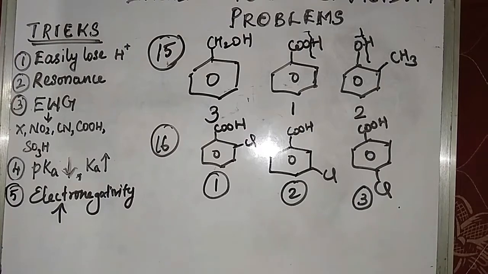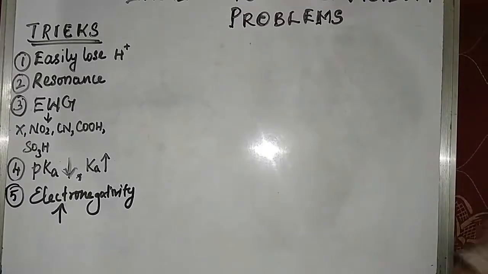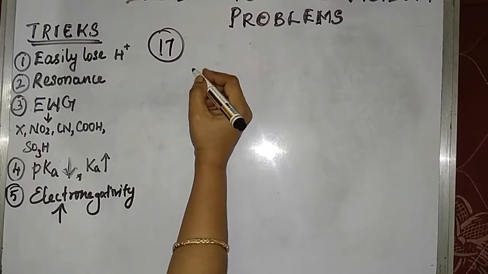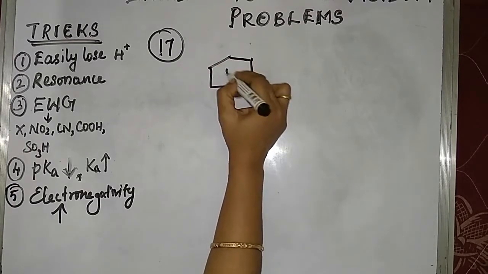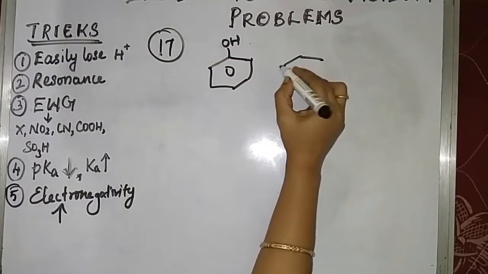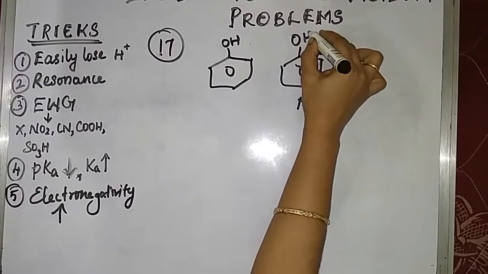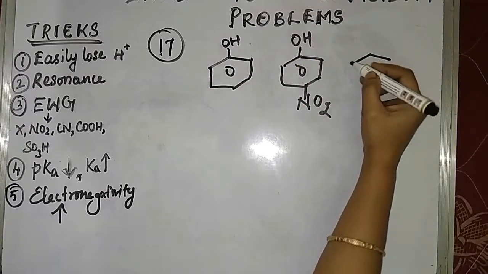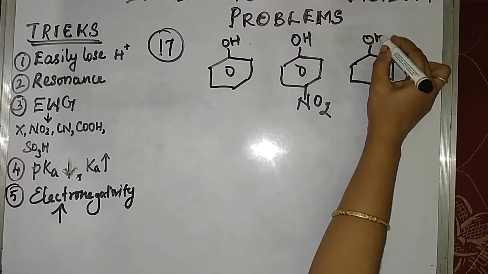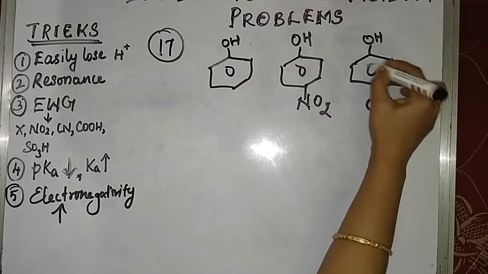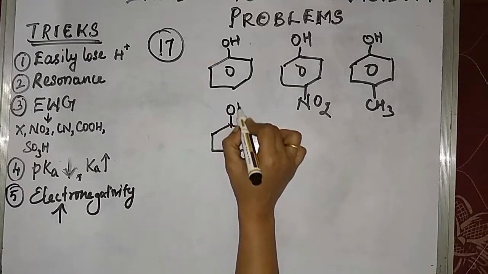Okay, and the next, the 17th one: phenol, nitrophenol, phenol, para-nitrophenol, para-cresol. OH will be there, and CH3 should be in the para position. This is para-cresol, and then cyclohexanol.